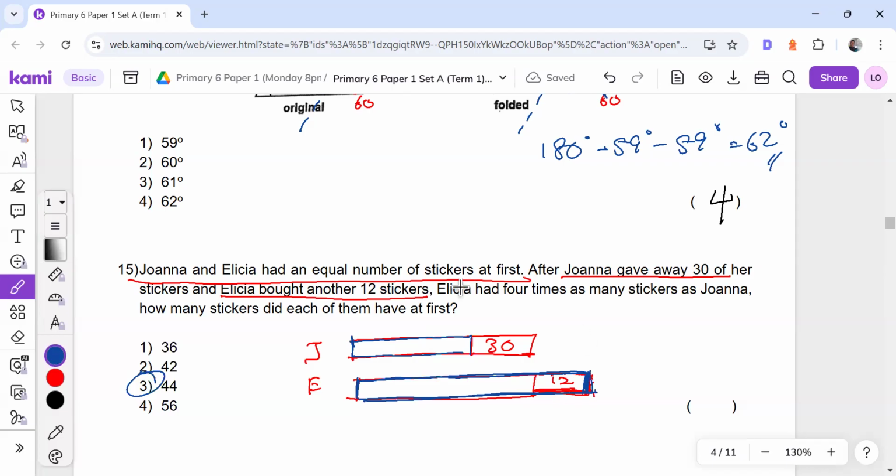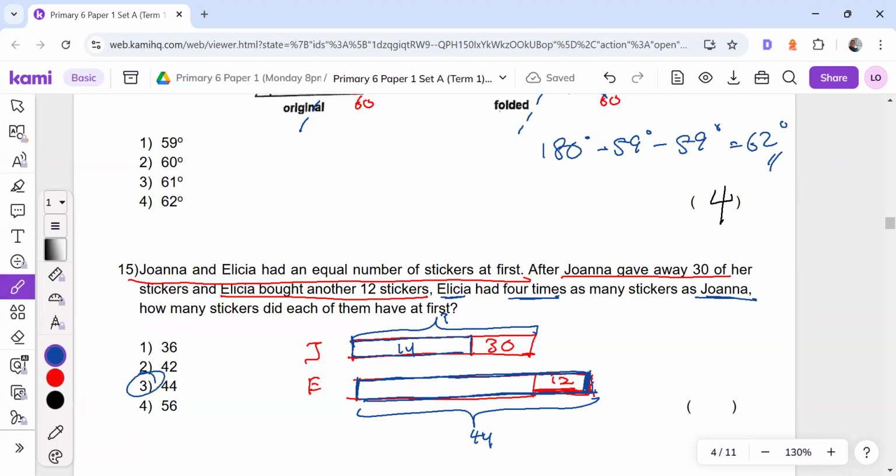And then what happened later? Elisha got 4 times as many as Joanne. So arrow sign, put 4 units. And then Joanne has only 1 time. Where is Joanne? The blue color box. Yeah. So you draw the model, this is how it looks like. And then how many stickers did each of them have at first? Then you just put a question mark, like that. And your model is done. Finish.